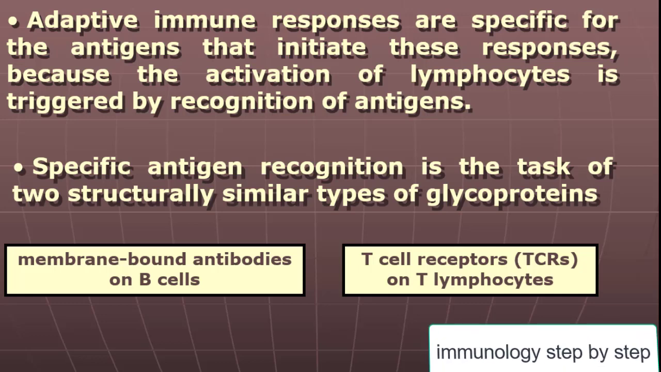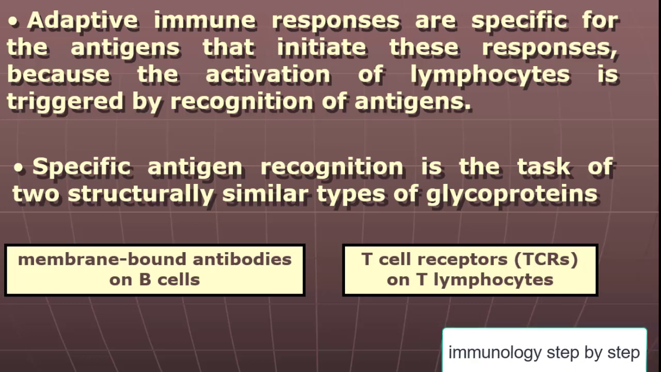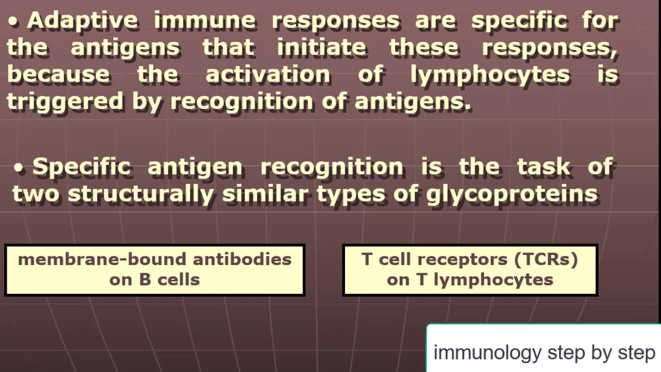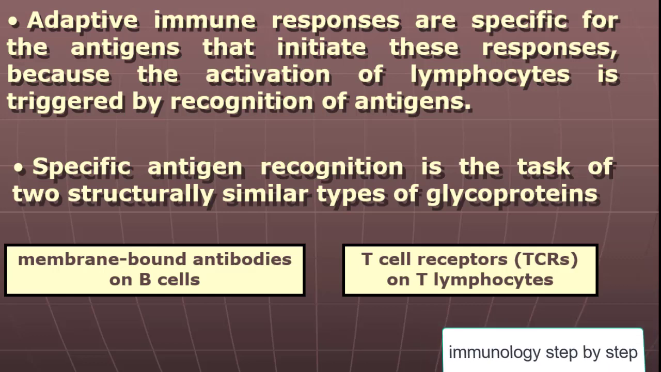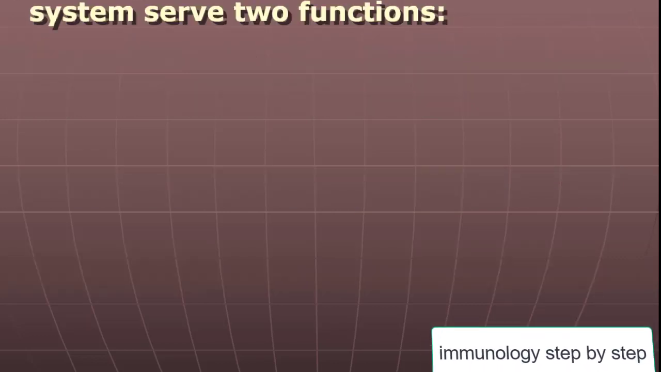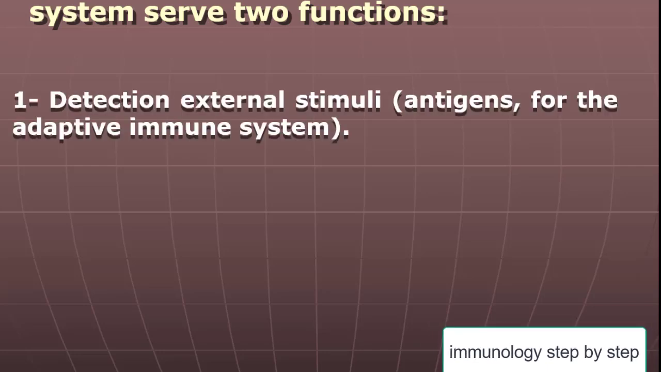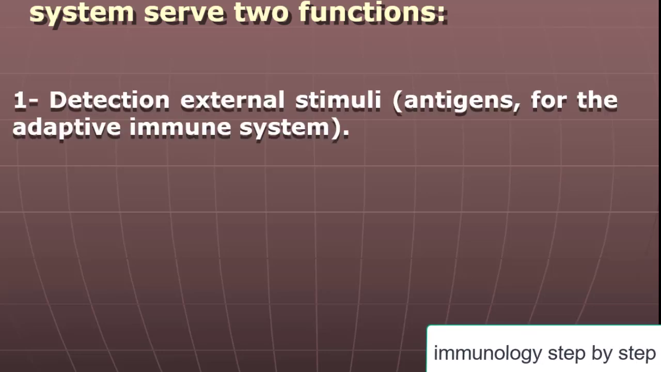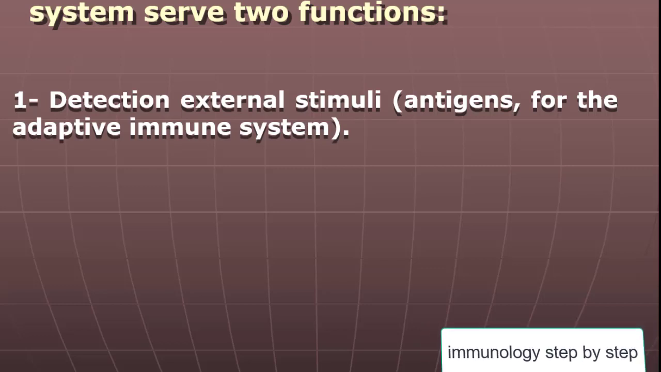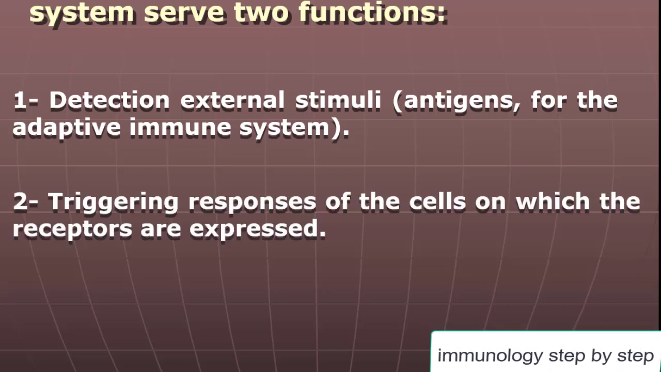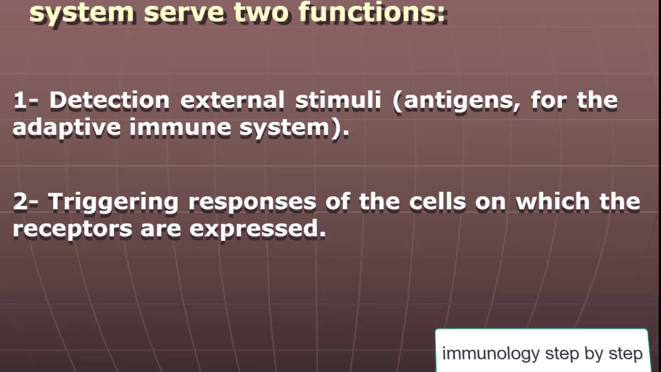Specific antigen recognition is the task of two structurally similar types of glycoprotein: membrane-bound antibodies on the B cells and T cell receptors on the T lymphocytes. Cellular receptors in the immune system serve two functions: detection of external stimuli, antigen for the adaptive immune system, and triggering responses of the cell on which the receptors are expressed.